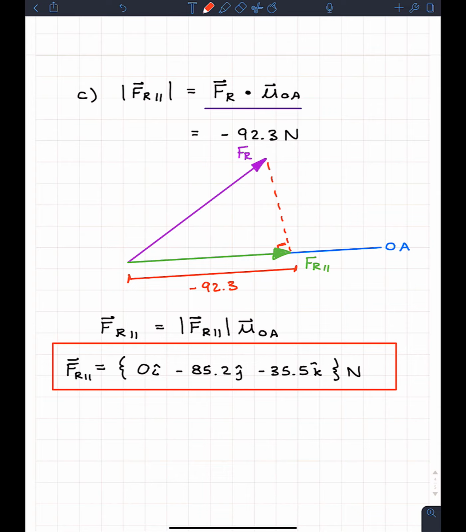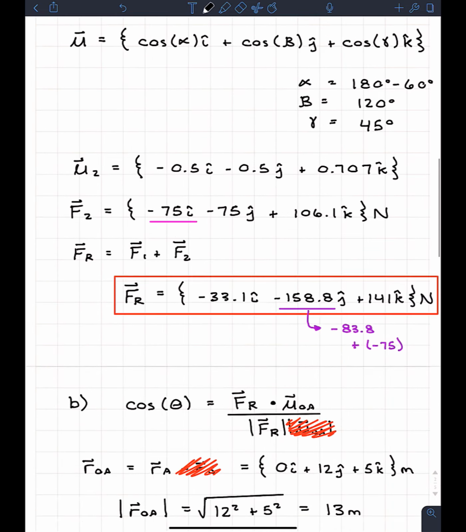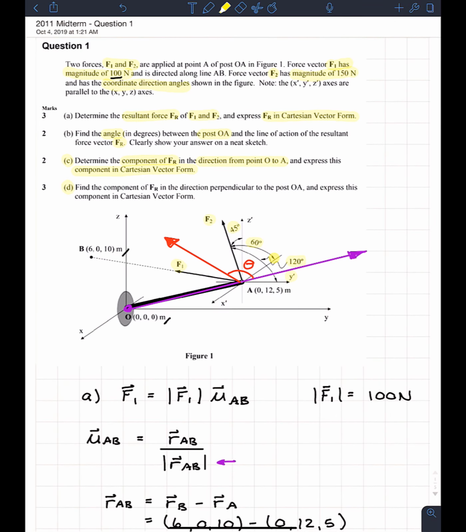And now what you guys are going to realize in the next question is the work doesn't get much harder. It's just about knowing your concepts. So if we look up here, the last part of the question, part D, says find the component of FR in the direction perpendicular. So we just found the parallel direction. Now we need to find the perpendicular portion to post OA. And again, express this component in Cartesian vector form, which is going to be fine because, as you will realize, it'll already be in Cartesian vector form.